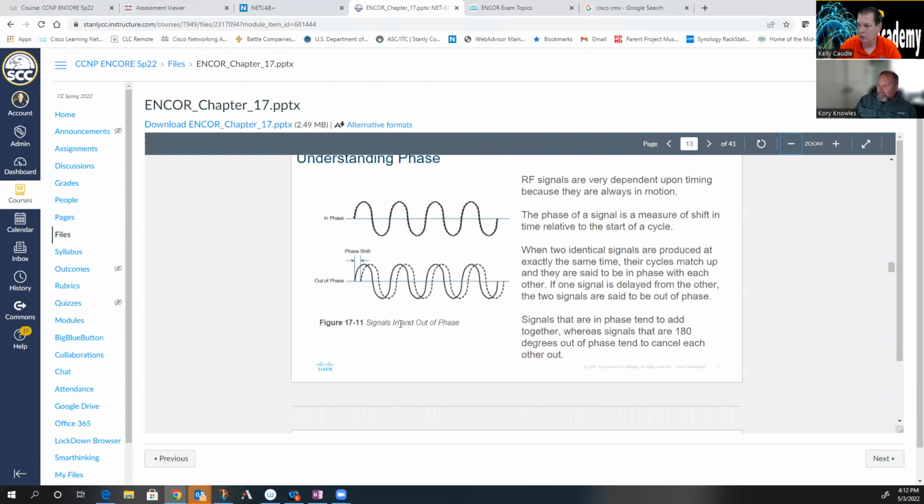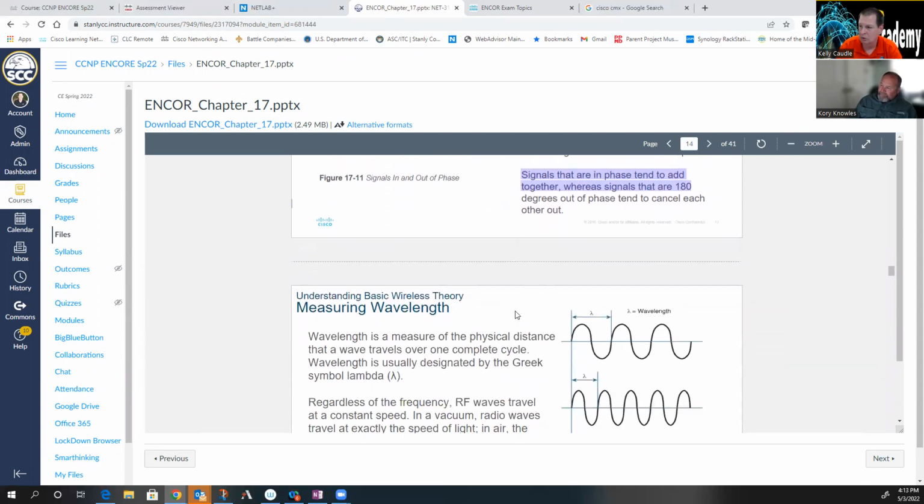Know what it means to be out of phase and in phase. Think about this: if two signals are 180 degrees out of phase with each other, they're going to cancel each other out because they're diametrically opposite. That's how you get noise canceling headphones.